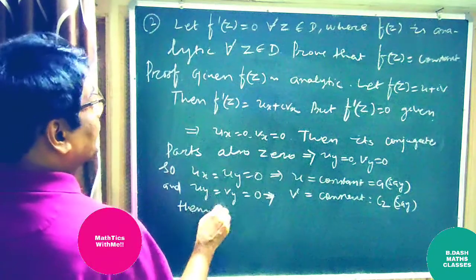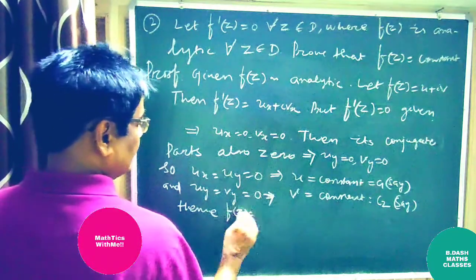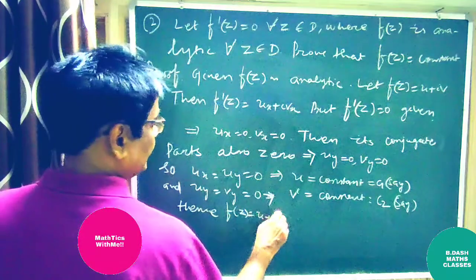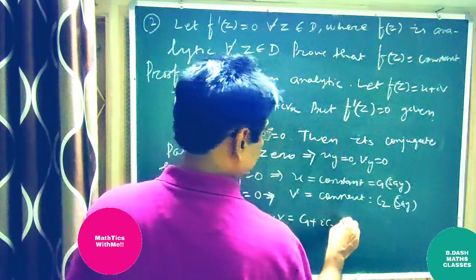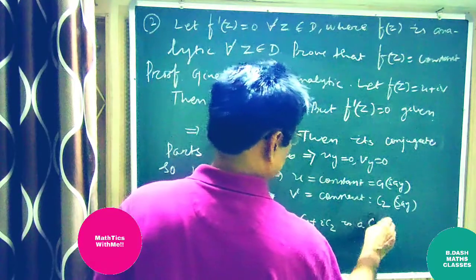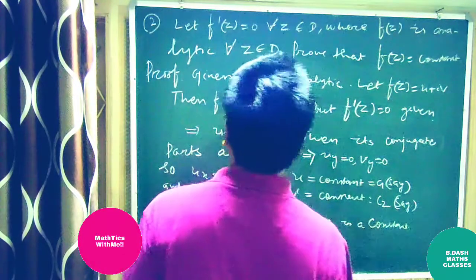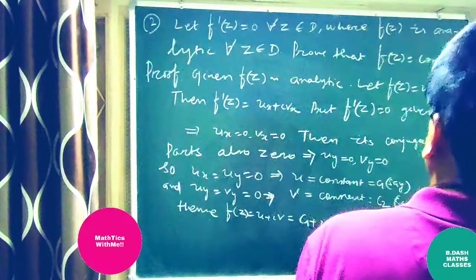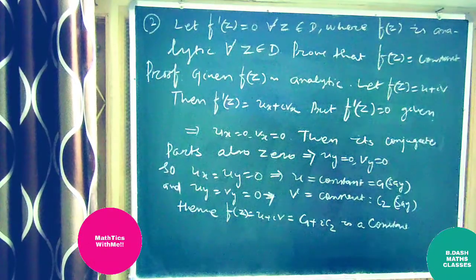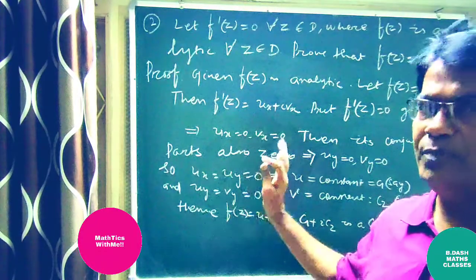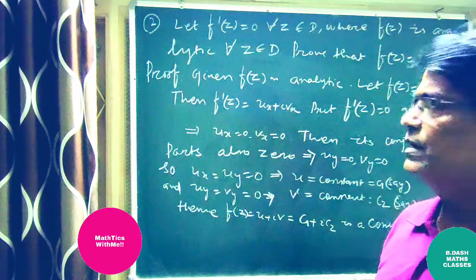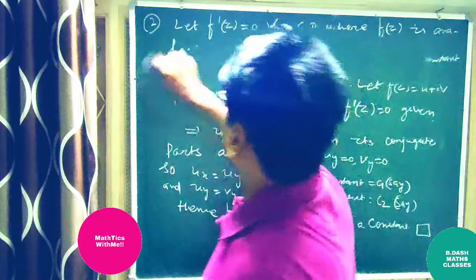Hence f of z is equal to u plus iv is equal to c1 plus i c2, which is a constant. So we get f of z is equal to constant. So proved. So we proved the second problem. So the second problem is now proved. Let us proceed for the third problem.